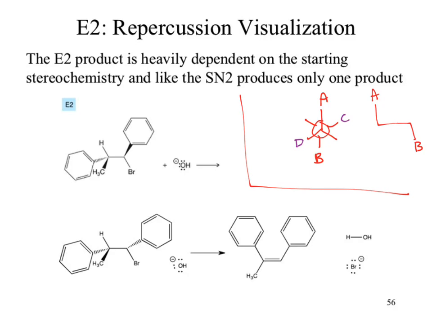It's on the right-hand side. Should it be wedged or dashed? Should be wedged. We're taking that front carbon, which is really hard for me, and I drew it nice and high so I can't point to it. I'm taking that front carbon and I'm pulling it this direction.